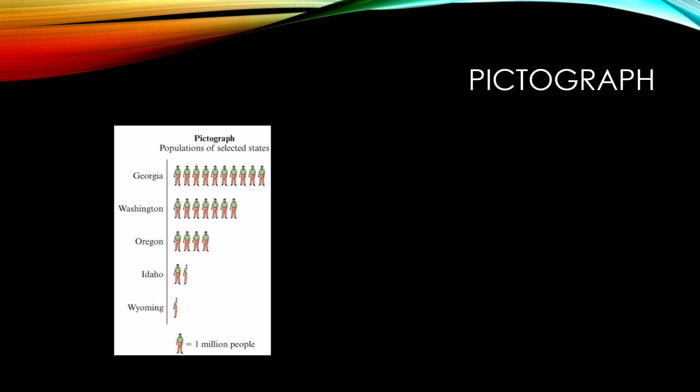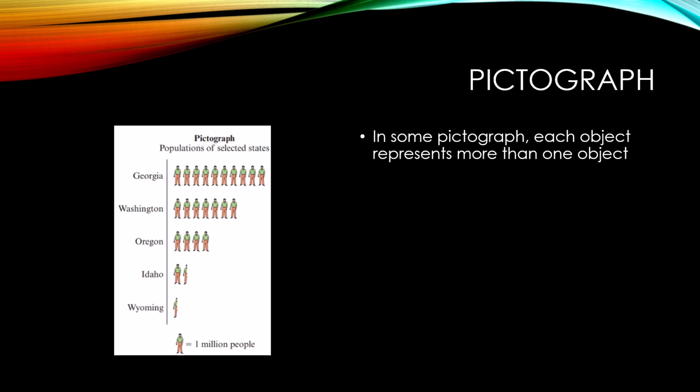Now, sometimes with a pictograph, we use an object to represent something other than one thing. So notice here we have a key telling us that each thing here represents 1 million people. So I lived in Wyoming for a while, and Wyoming has about 500,000 people. Idaho has 1.5 million, and so on and so forth. So sometimes when we use these objects, it helps us show part of an object and show more than we maybe would be able to otherwise.